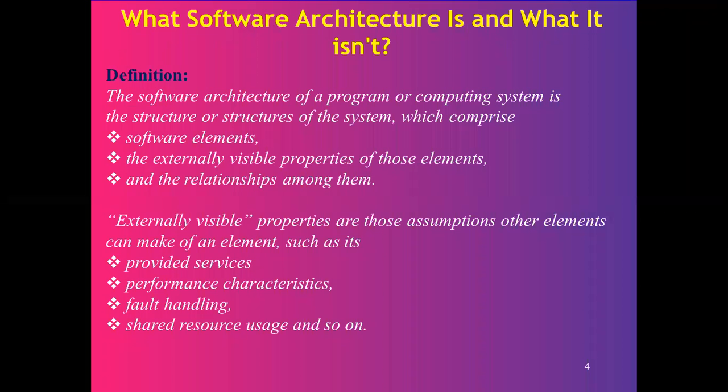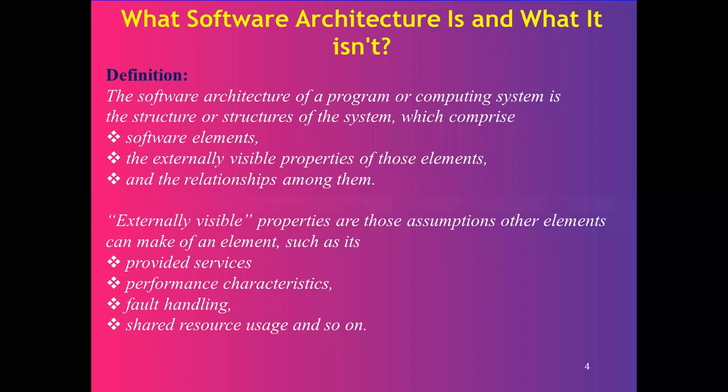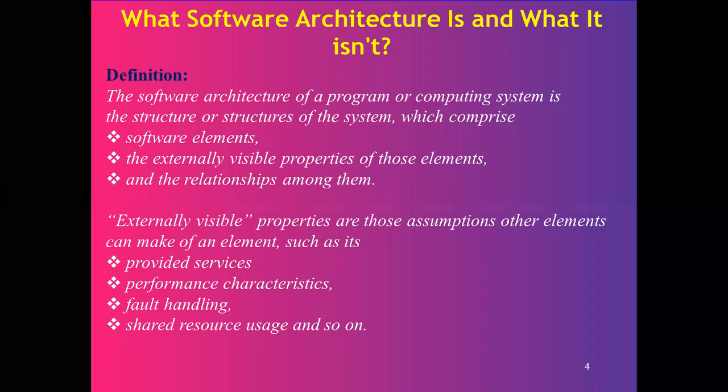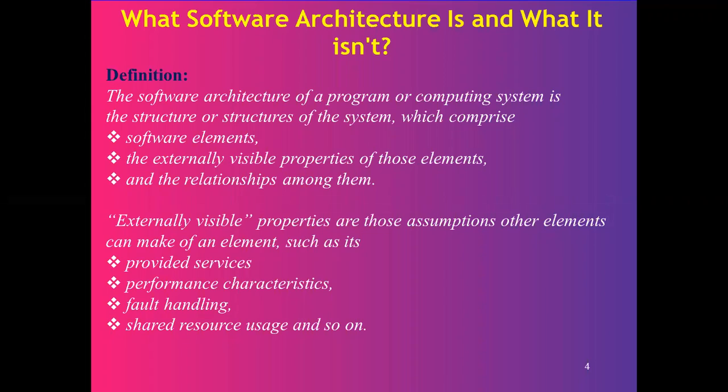So what is software architecture, and what is it not? Software architecture of a program or computing system is the structure of the system, the software structure of that system, which comprises software elements and the externally visible properties of those elements.